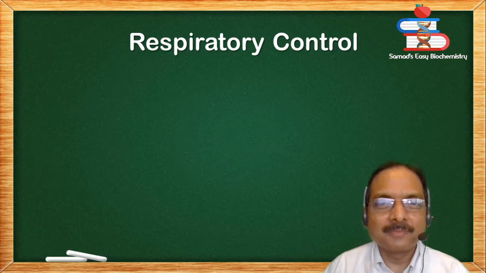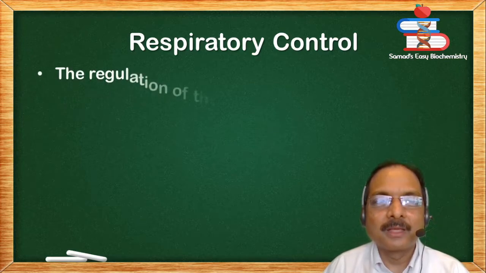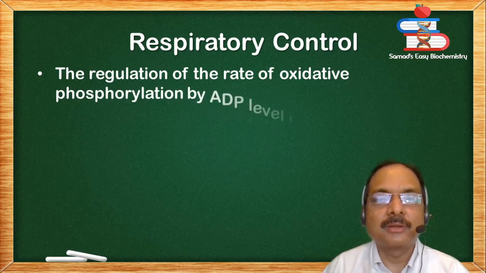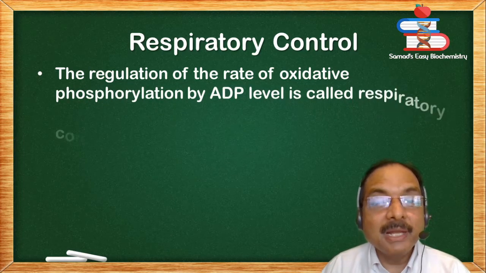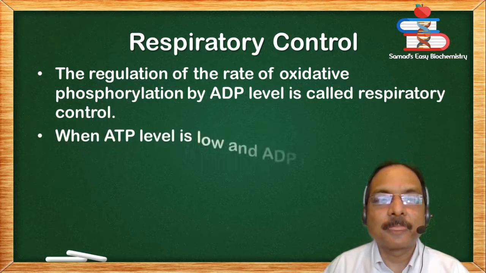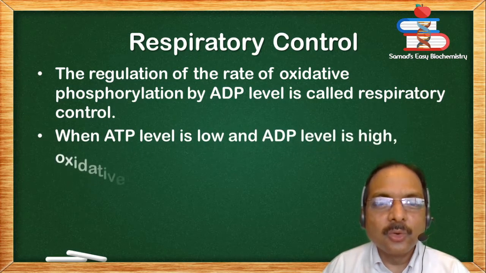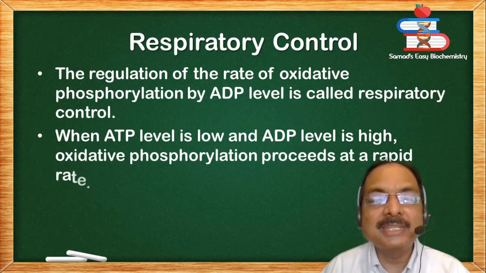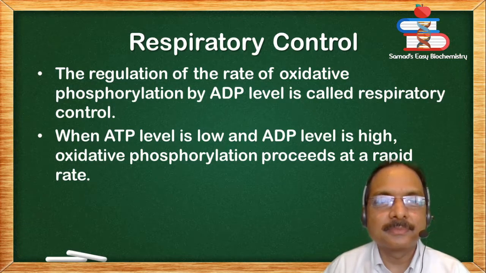Respiratory control. The regulation of the rate of oxidative phosphorylation by ADP level is called respiratory control. When ATP level is low and ADP level is high, oxidative phosphorylation proceeds at a rapid rate.